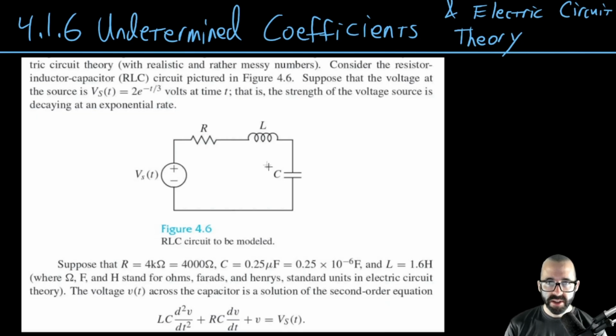Here's the resistor, here's the capacitor. We didn't actually look at the inductor, I believe, in chapter 1, but now we have the inductor as well. So a slightly more complicated circuit. So we're given some constants, and we have this model down here.